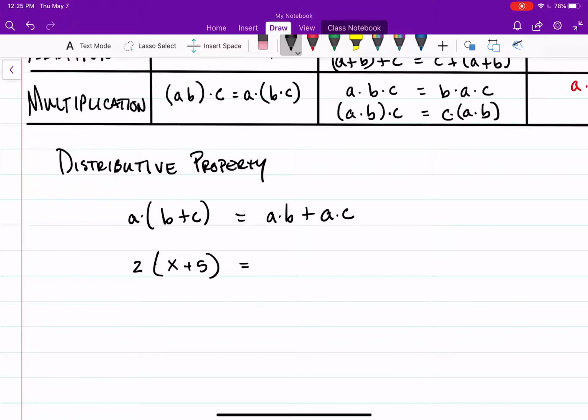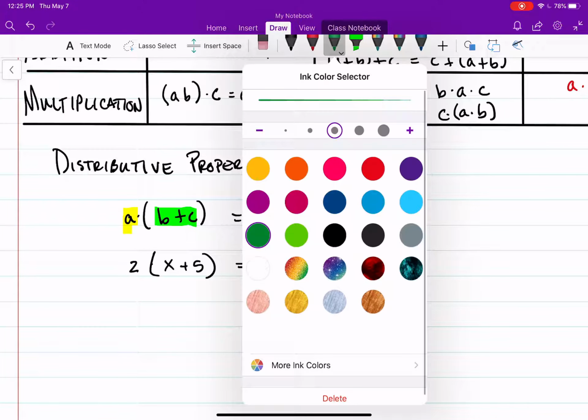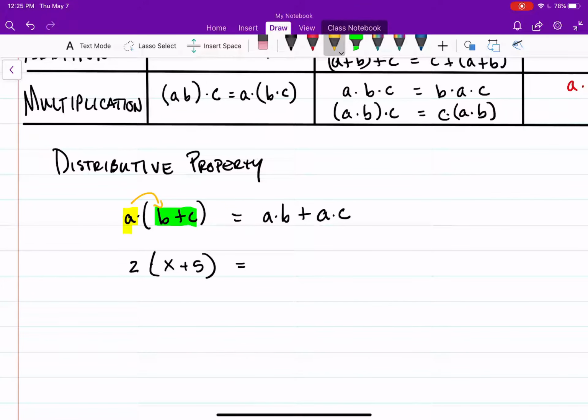So think of it as the A is the handout that I bring to class. When I distribute it to all of my class, think of the B plus C as the students in the class, okay? So when I distribute the A, everybody will now have a handout, right? So that's the way you want to think about it. So that's what the distributive property would be.